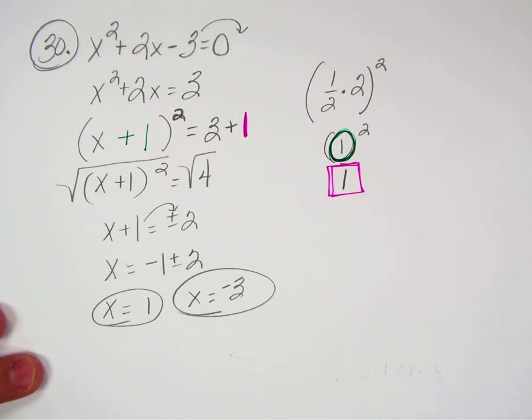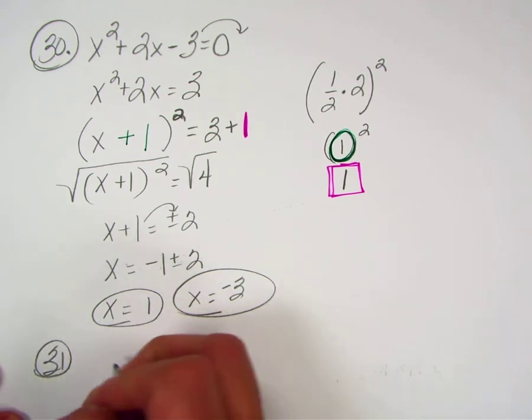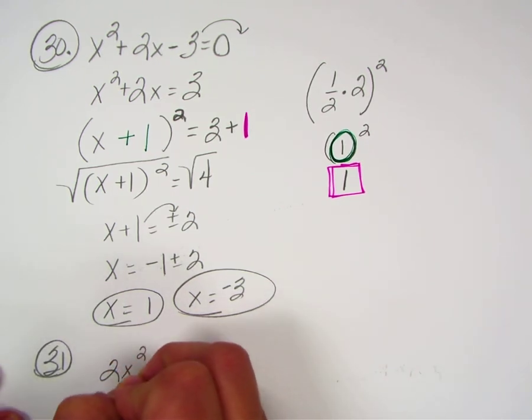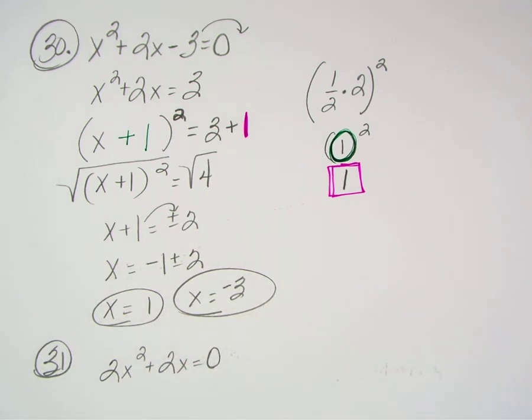If I do that by quadratic formula, I'm going to get 1, negative 3. And if I factor it, I'm going to get 1, negative 3. Any questions about number 30?